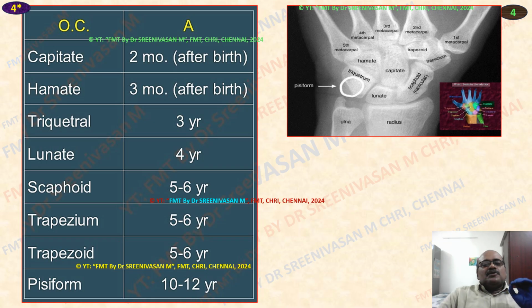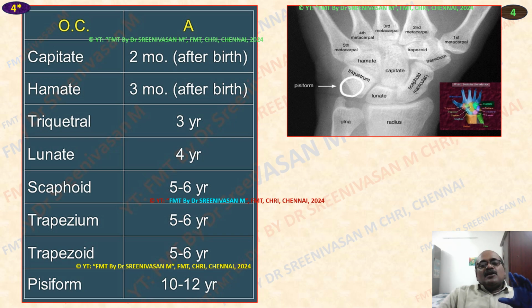To remember this, as the normal rule of ossification, the center which is bigger in size appears earlier than the one which is smaller in size. For example, in the upper end of humerus, the head appears early by 1 year, whereas the lesser tuberosity, which is smaller, appears late by 5 years. Here also capitate is the largest bone, so it appears early compared to other bones, that is by 2 months.